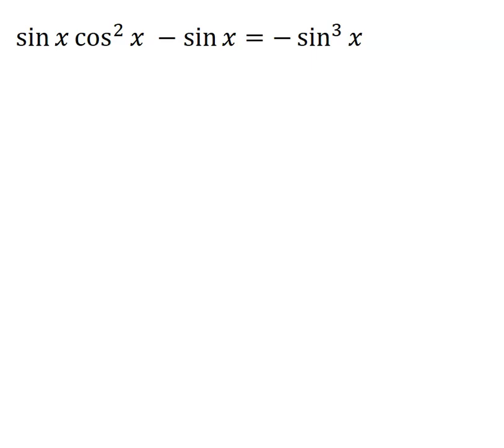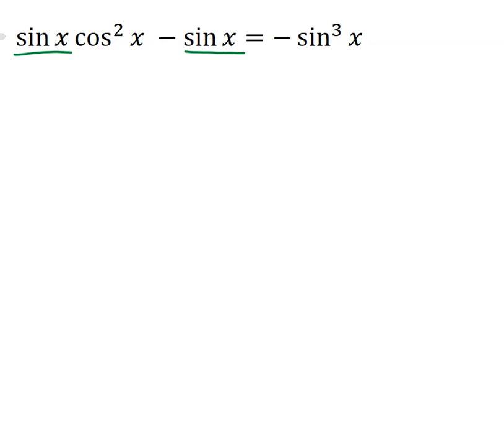So now we're trying to prove that the expression on the left hand side is going to give you the value on the right hand side. So what I see here is there's not a lot of derived trig identities, but I can see sine x here and sine x here. So when I see that, that leads me to think about factoring.